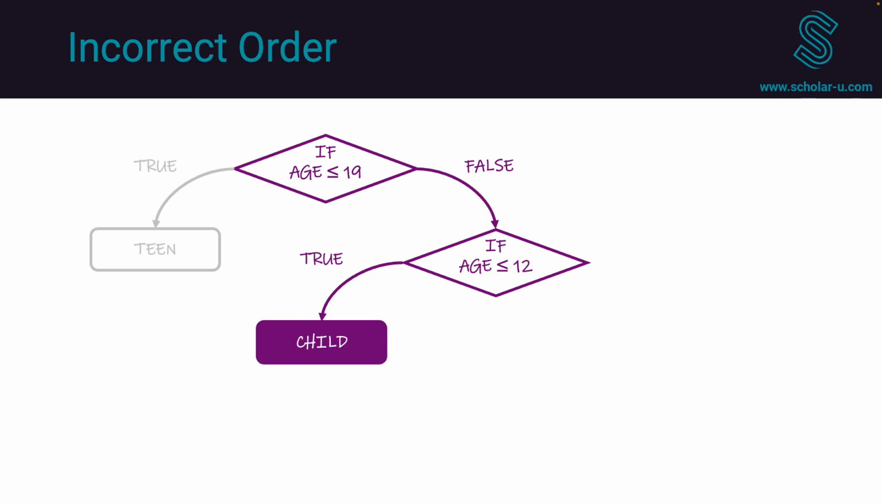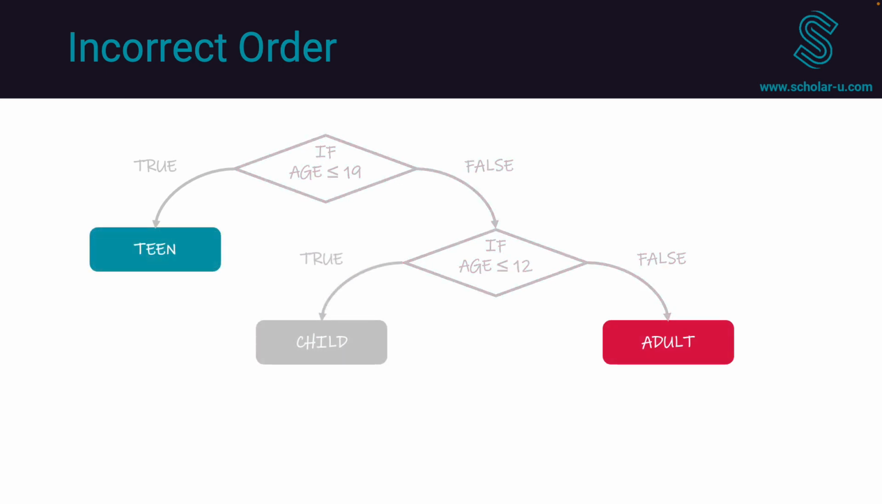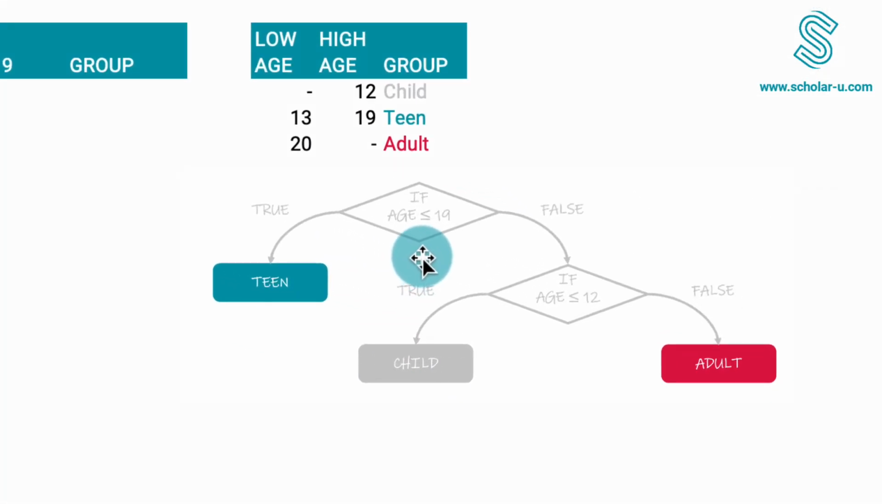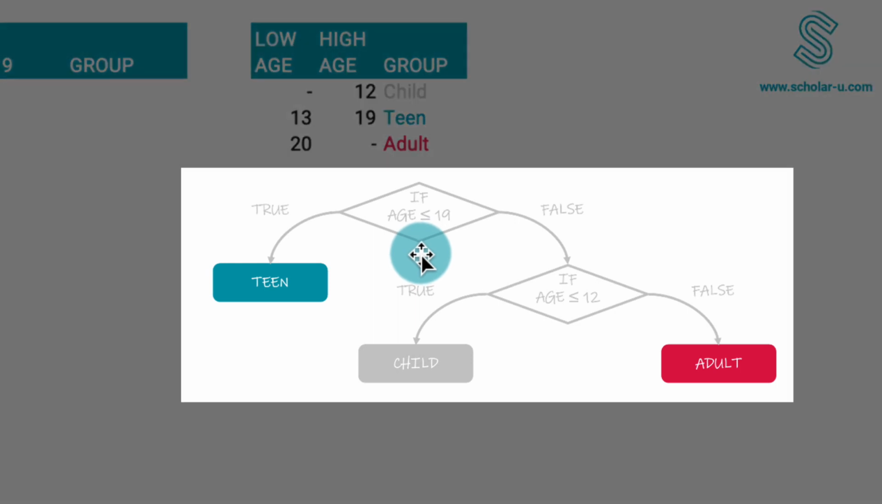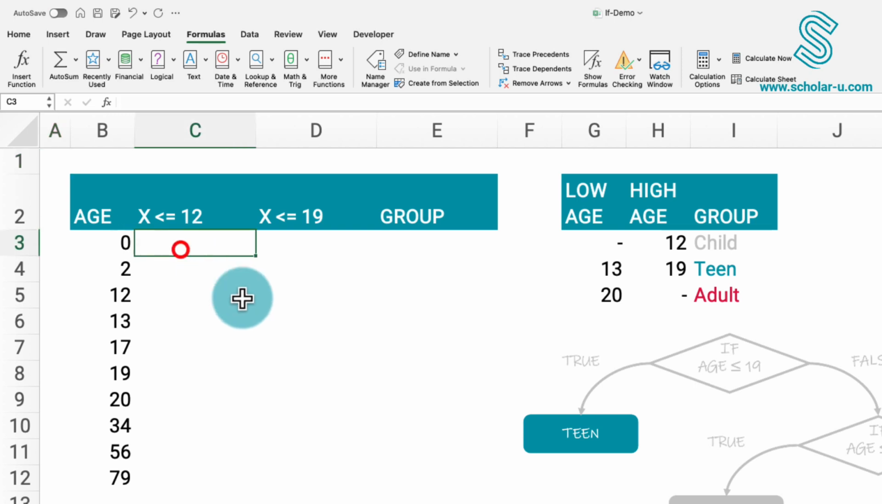Everybody else who was not labeled as a teen or a child will be labeled as an adult. In this case, we notice that we have three options, teen, child, or adult, but the option of child in practice will never occur. Let's see how this plays out using spreadsheets. Let's work with a different order of operations. Notice that our first question is going to be if the age is less or equal than 19, followed by the age less or equal than 12.